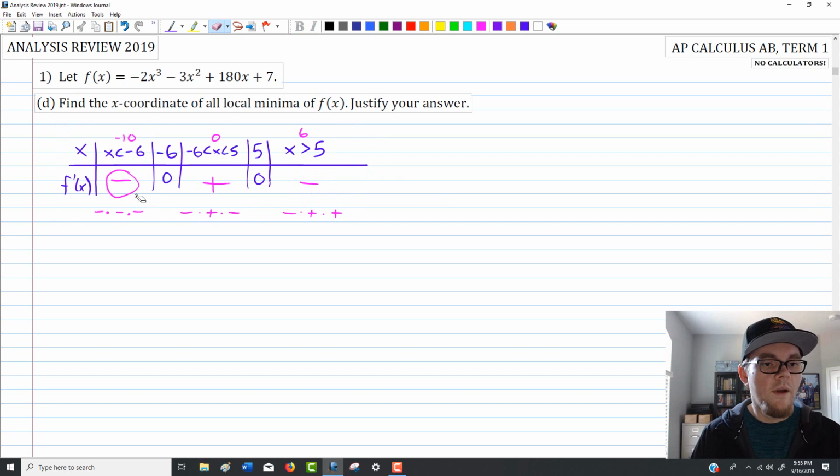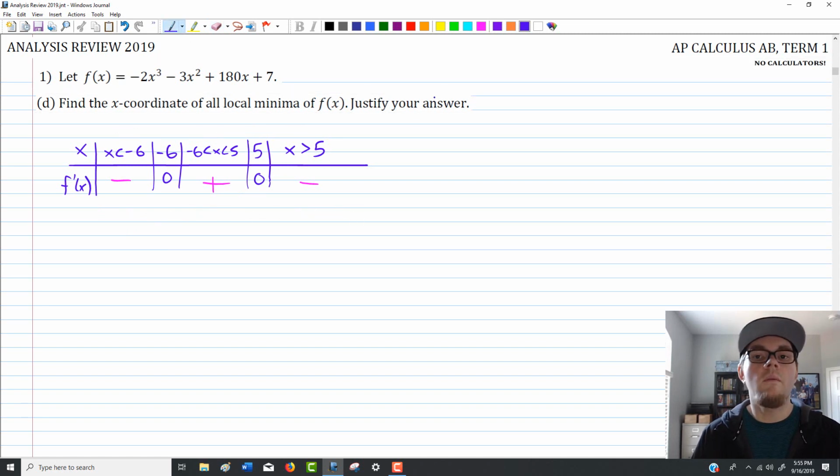Now, we want to figure out where the local minima happen to be. So looking at our sign chart will be an ideal strategy because it'll show us what's happening with the derivative. We can find the place where the derivative changes appropriately.